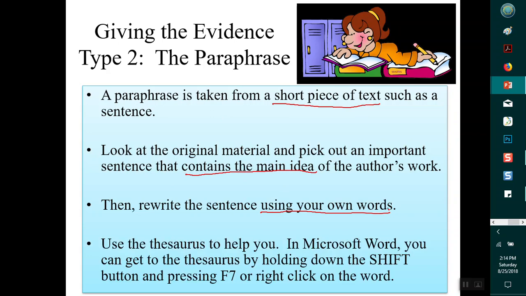In Microsoft Word, you can get a thesaurus by highlighting the word and pressing Shift and F7. Sometimes, I will say that on my computer, I have a new computer, and Shift plus F7 puts my computer into airplane mode, so it doesn't really work for me. Another way you can do it is to right click on the word and the thesaurus will pop up for you. So that's your other option there.